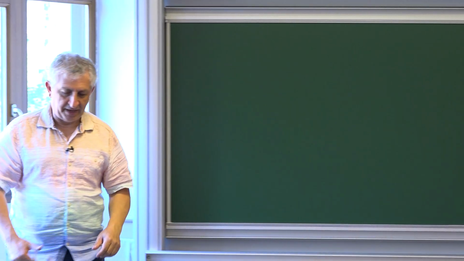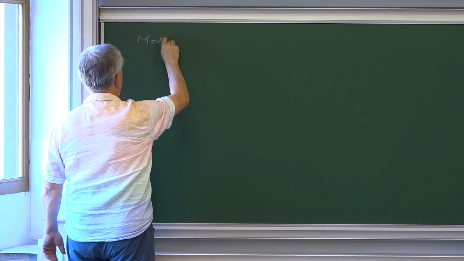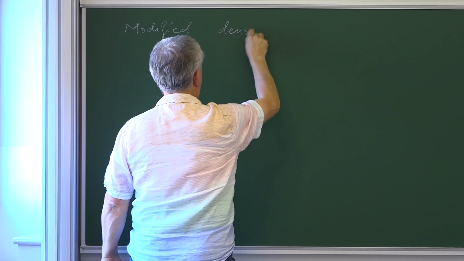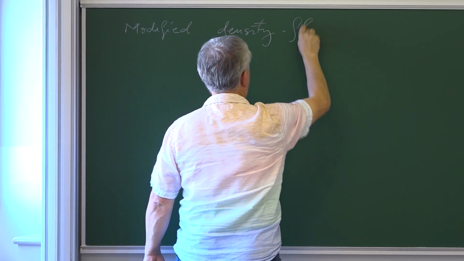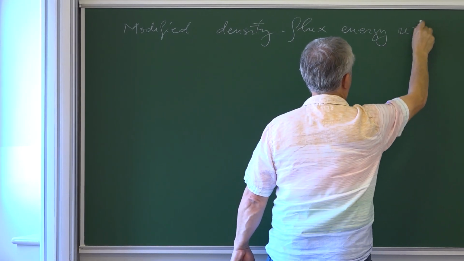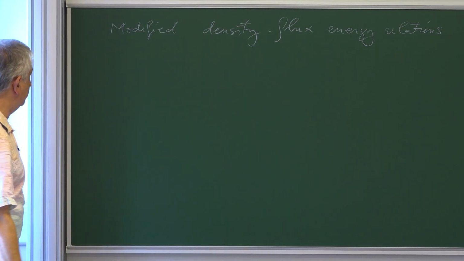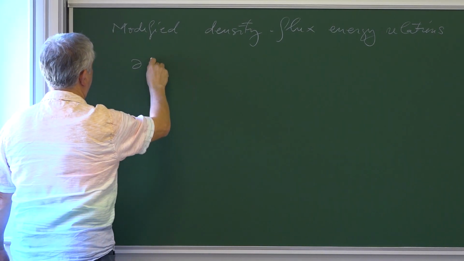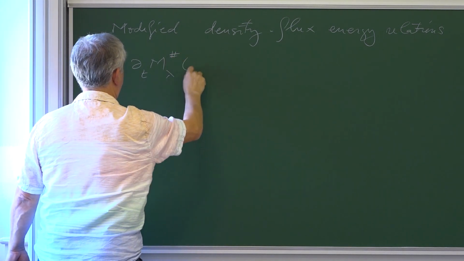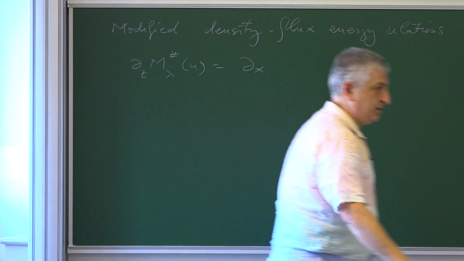And what I showed you last time is that we look at modified, let's say, density flux energies, energy estimate, energy relations, if you want. And we did this for the mass and for the momentum, and in particular dt m lambda sharp of u was dx.